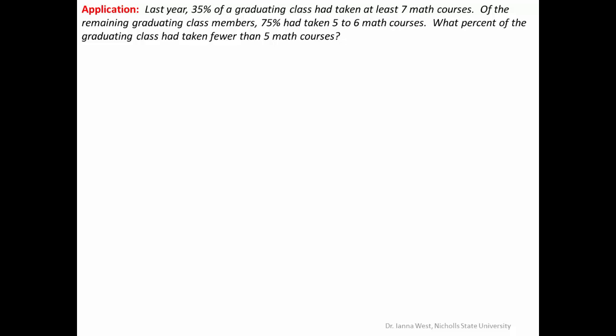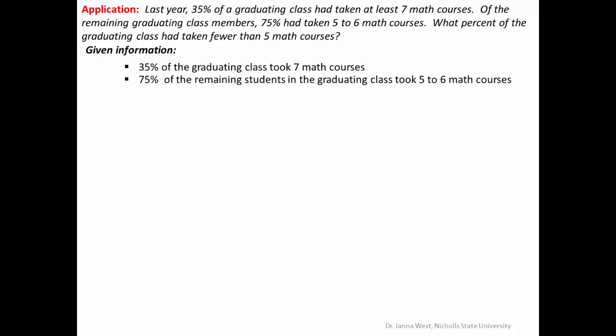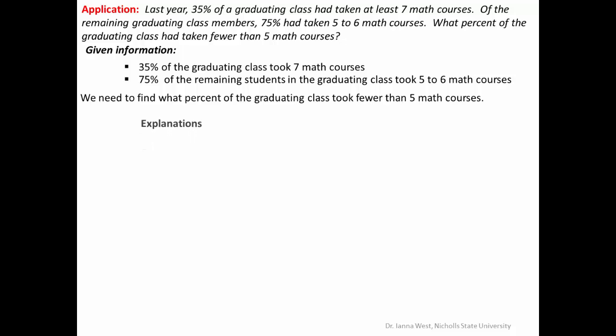We will first look at the information that is given. 35% of the graduating class took 7 math courses. We are also given that 75% of the remaining students in the graduating class took 5 to 6 math courses. We need to find what percent of the graduating class took fewer than 5 math courses. I will explain using steps. We will begin with the explanation, and then I will give the calculations.